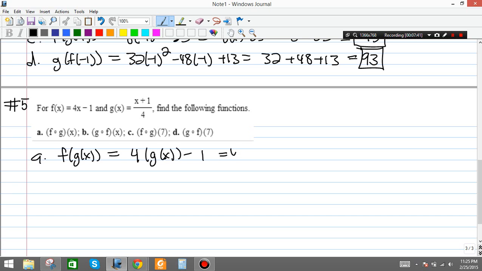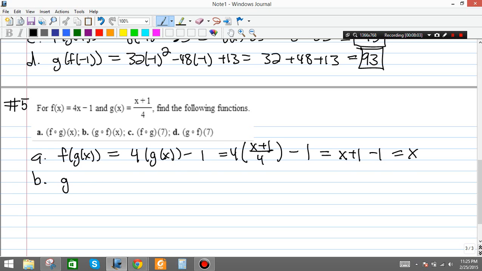And then we just remember that g of x is x plus 1 over 4. So this is 4 times x plus 1 over 4, minus 1. And these 4's cancel. Leaves an x plus 1 minus 1, which is x.